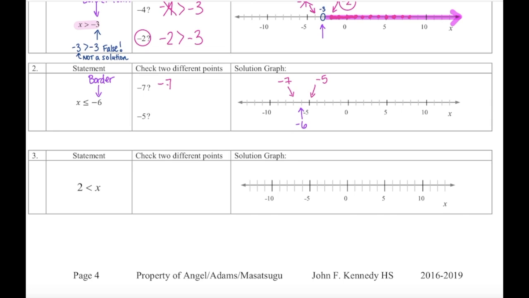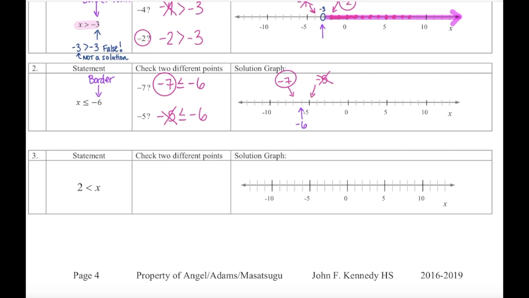To do that, we're going to plug it into the statement. Is negative 7 less than or equal to negative 6? Or is negative 5 less than or equal to negative 6? Well, less than means to the left of, or more negative. And according to my graph, that's going to be negative 7. Meaning negative 5 is not the solution, but negative 7 is.